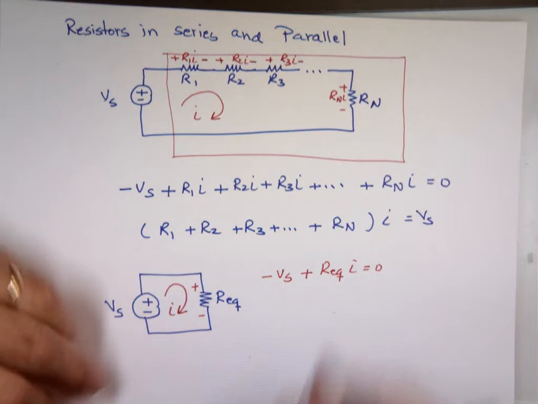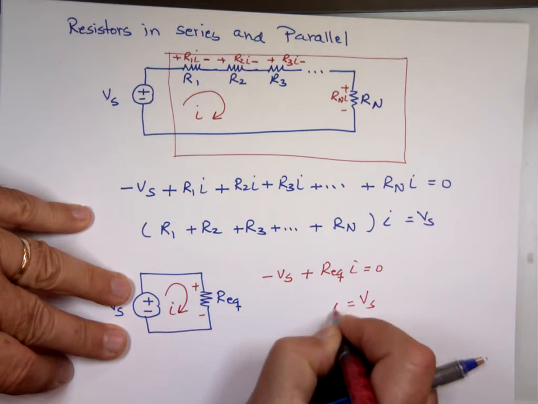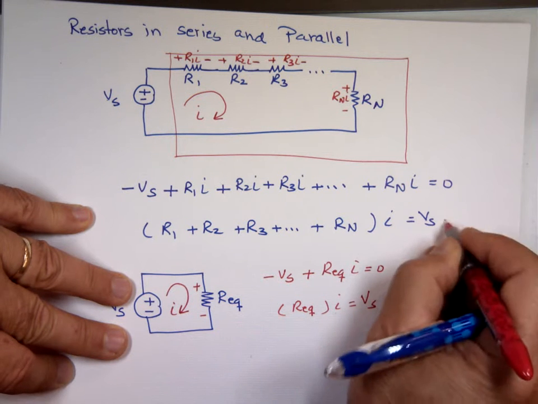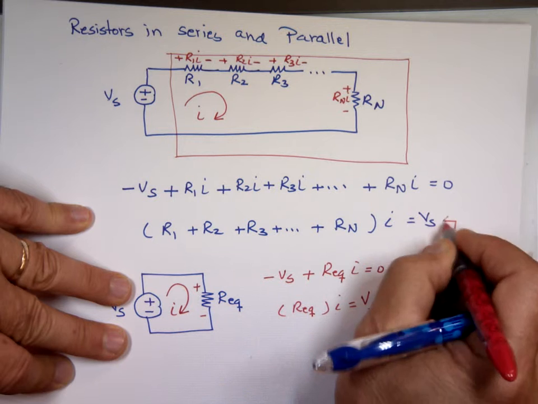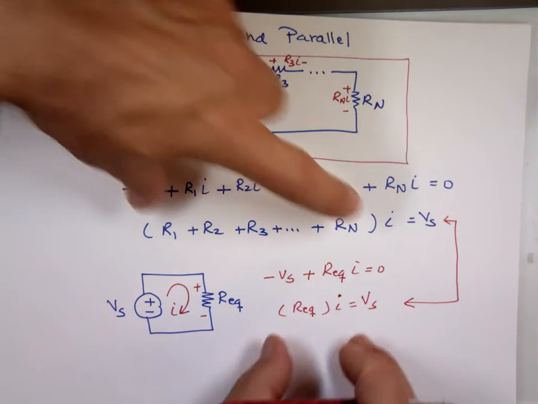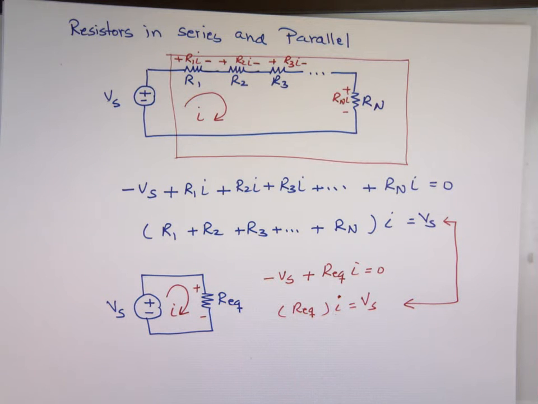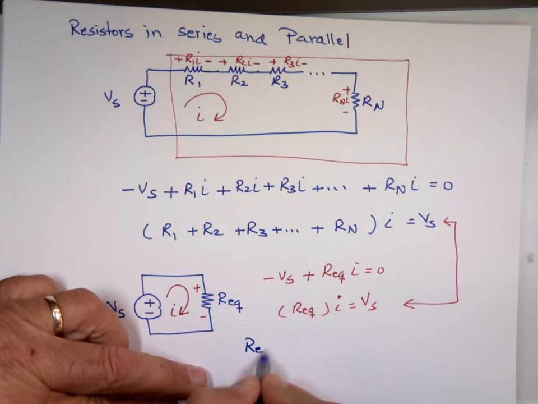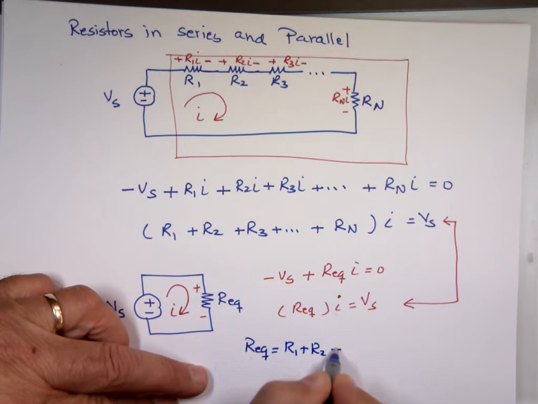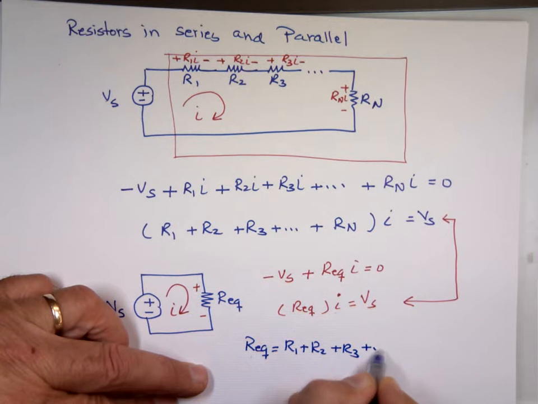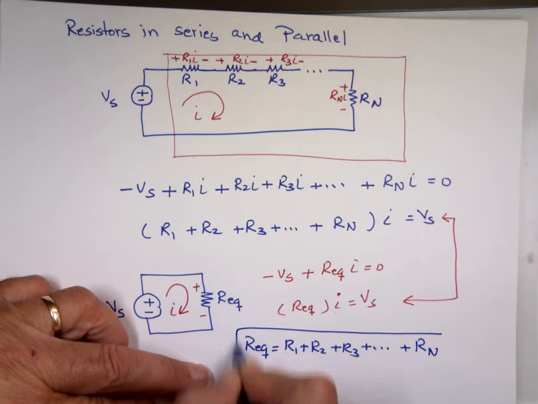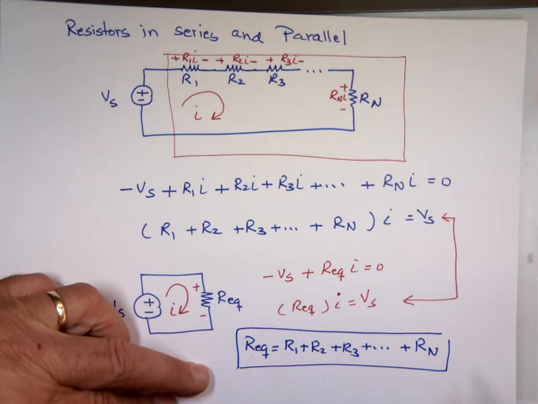It says negative Vs plus the voltage drop here, and Ohm's law says V equals I times R. And if you clean this up, you have Vs equals I times R equivalent. So for these two equations to be equal to each other, Vs is the same Vs, I is the same I. The only way these two will equal each other is if what? If R equivalent equals R1 plus R2 plus R sub 3 plus dot dot dot all the way through R sub n. So that's how we find the equivalent resistor when you have resistors in series.